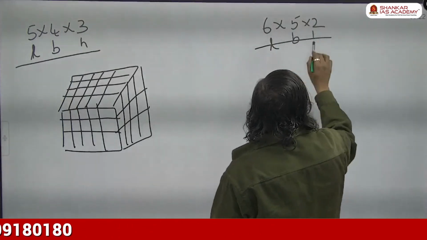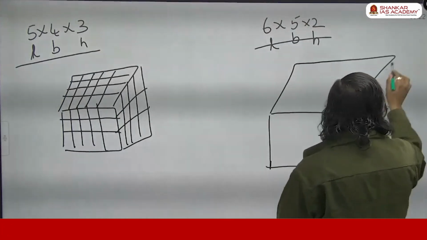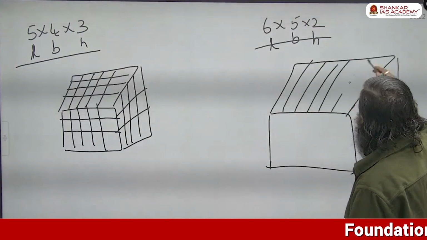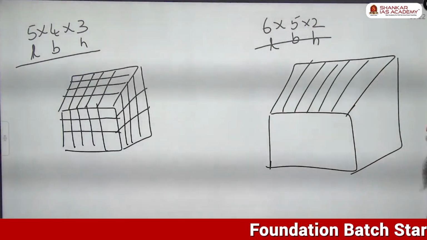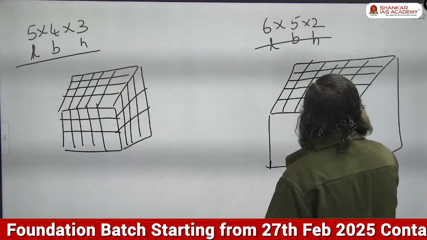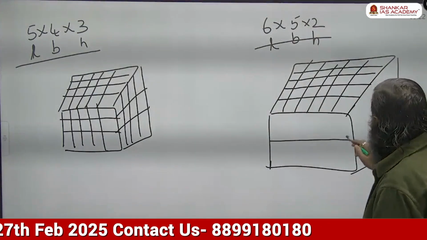Cuboid. Tell me, length, how many pieces? 6 pieces means how many cuts? 5 cuts. You see. 1, 2, 3, 4, 5. Breadth, how many pieces? How many cuts? 4. 1, 2, 3, 4. Height, how many pieces? 2 pieces means how many cuts? That's it. Do you understand?